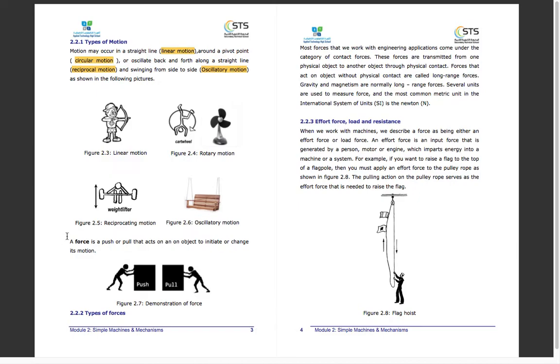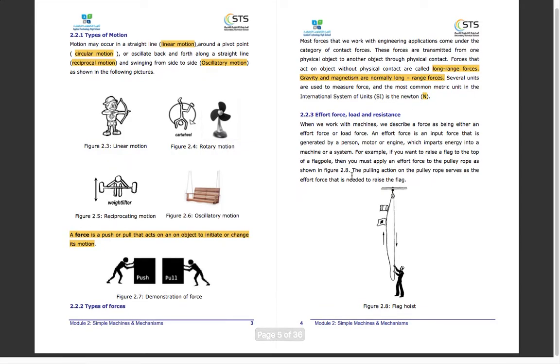What is force? A force is a push or a pull to change the motion of an object. Then you should also know long range forces, gravity and magnetism, and you should also know contact forces. What are contact forces? A contact force is when you touch something to move its position. You should know the unit of force, it's Newton.